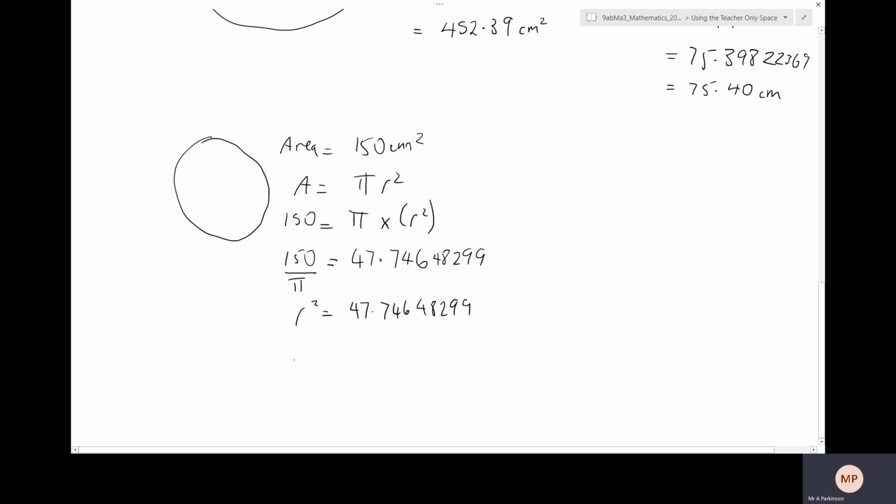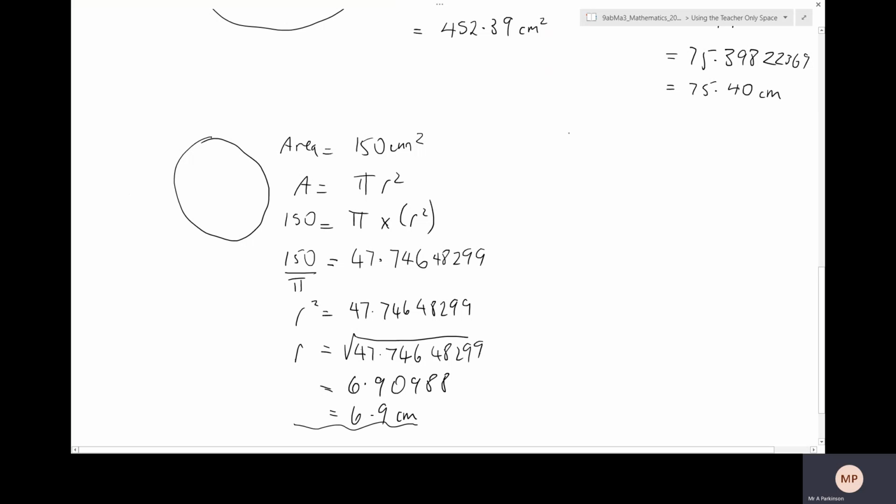Now, if I know that's r squared, that means r is the square root of 47.74648299. Type that in the calculator, press the square root, and that comes out as 6.90988, which is 6.9 centimeters. If you want to work out diameter, double it.